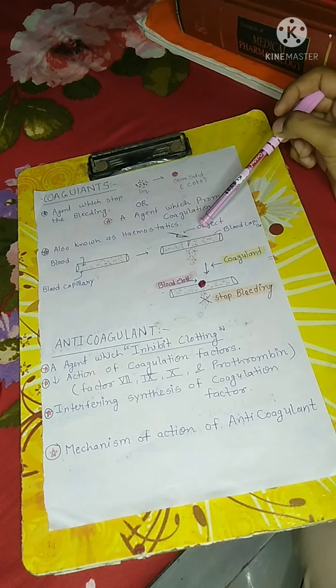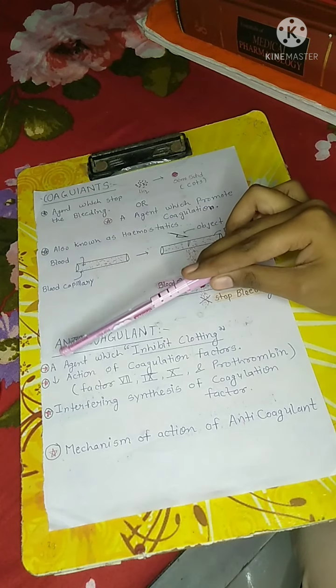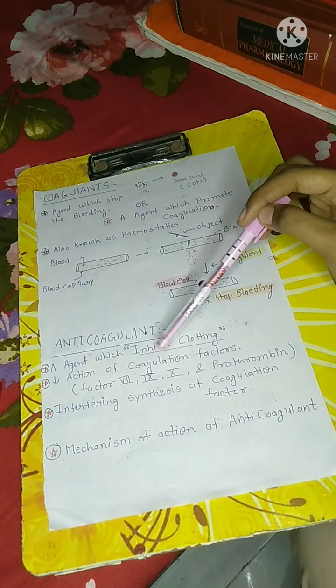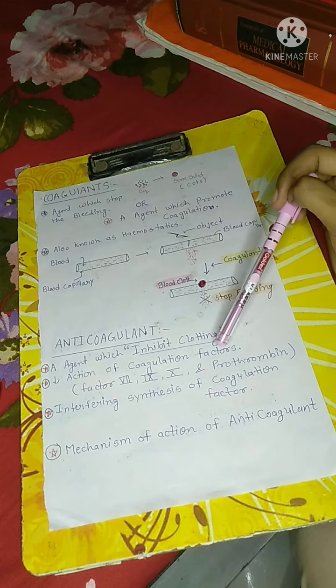So let's start with the anticoagulants. This anticoagulant agent inhibits clotting by decreasing the action of coagulation factors. What are coagulation factors? Here are some examples: coagulation factor 7, coagulation factor 9, coagulation factor 10 and prothrombin. These agents also interfere with the synthesis of these coagulation factors.